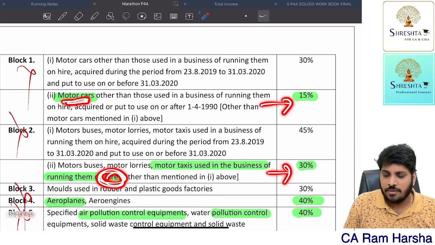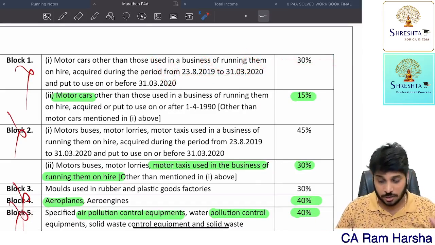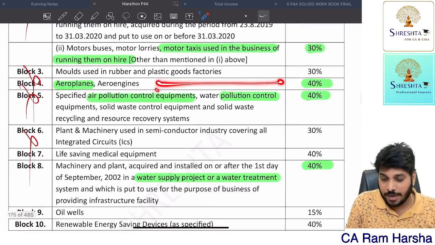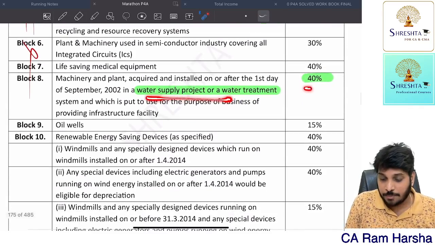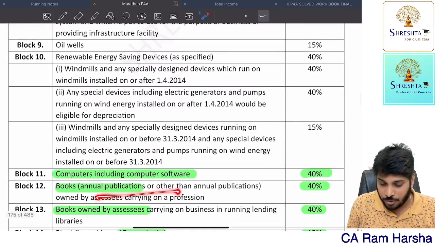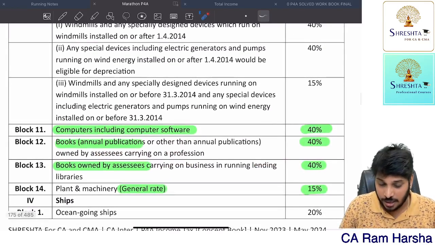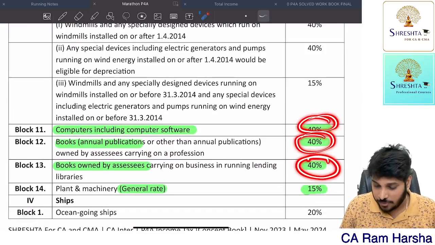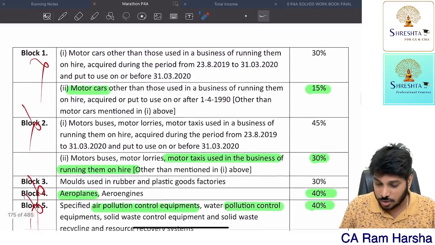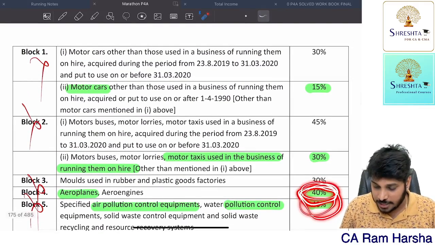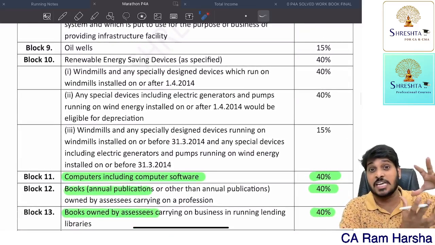General motor car, 15%. Now here there are some dates. This point is irrelevant, not required. Next, aeroplanes, 40%. Air pollution equipment, 40%. Water supply project related, 40%. Books, annual publication or normal books, 40%. Now you see, computers, books, other normal books, as well as aeroplanes, motor buses, pollution control equipment and books, all these items I will group into a single block.